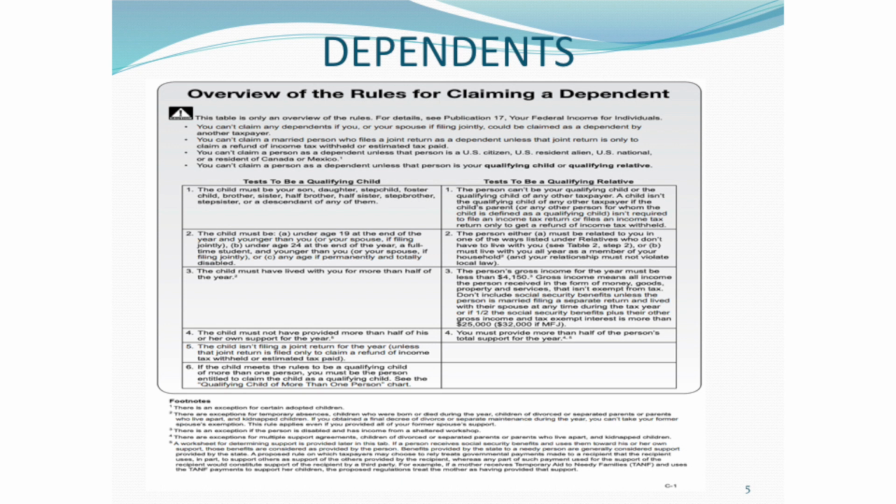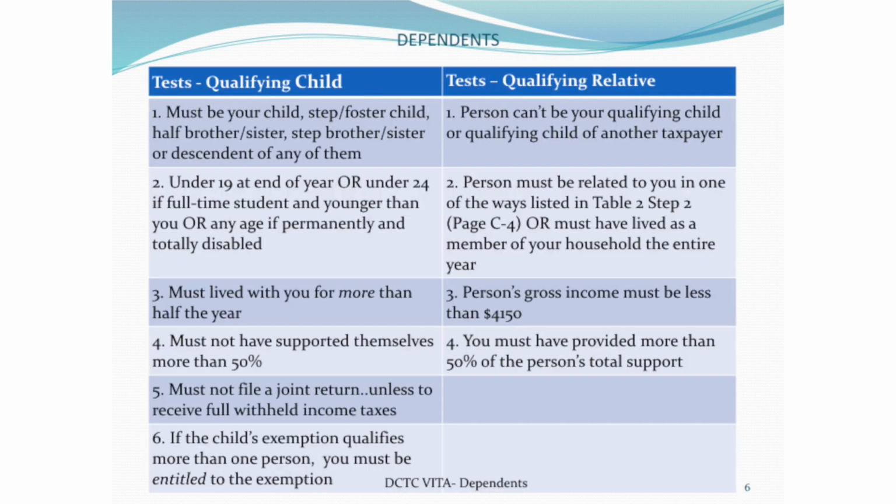I have summarized the chart on the following slide. However, I do want you to notice the 5 footnotes below the chart, as you might need to refer to those from time to time. The test for the qualifying child appears on the left-hand side, and then tests for qualifying relatives appear on the right-hand side.